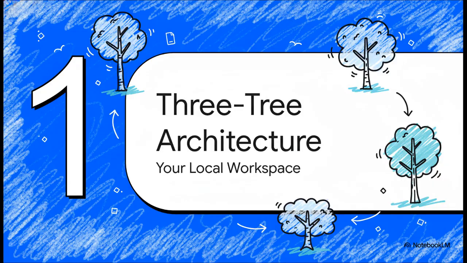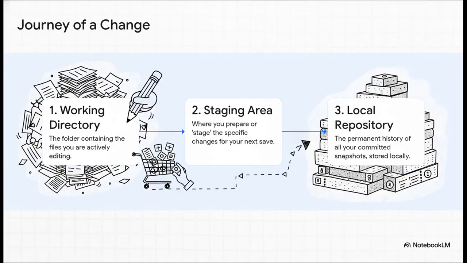To really get Git, you first need to understand its local structure. It's known as the three-tree architecture, and honestly, it's the mental model you need for everything else we're about to cover. Okay, so this is the journey every single one of your changes takes. It all starts in your working directory. That's just the folder on your computer where you're editing your files.